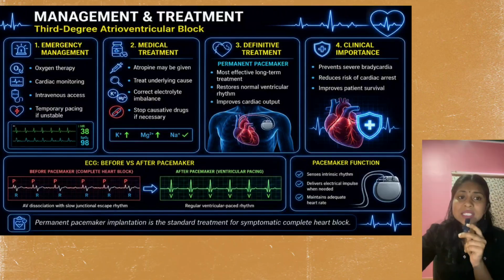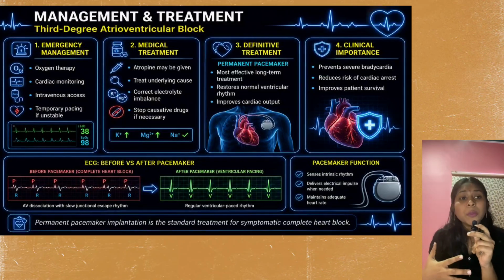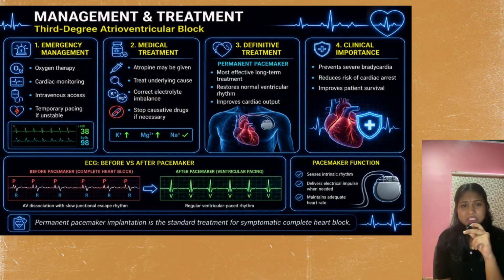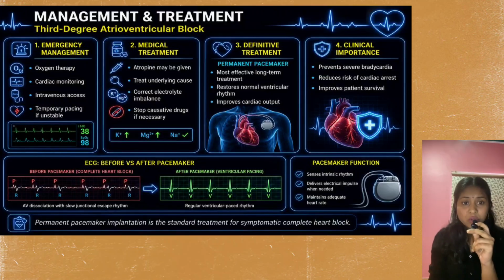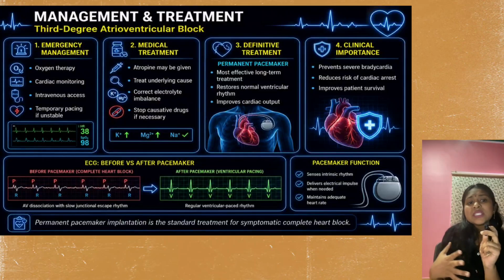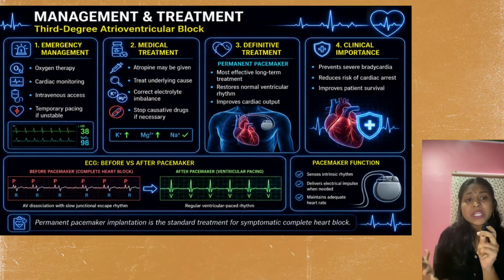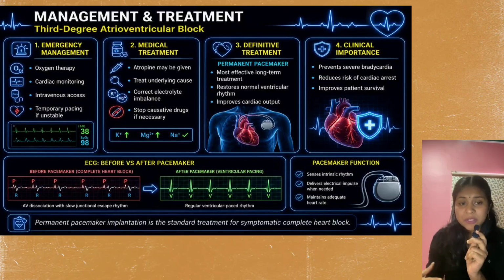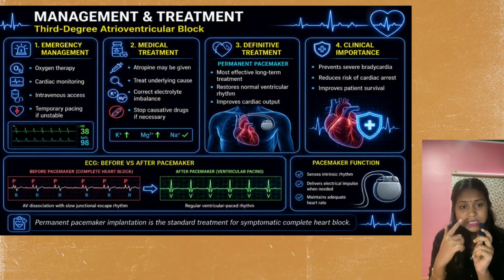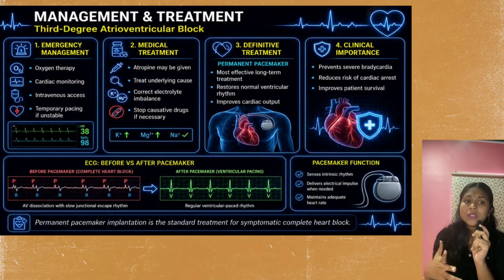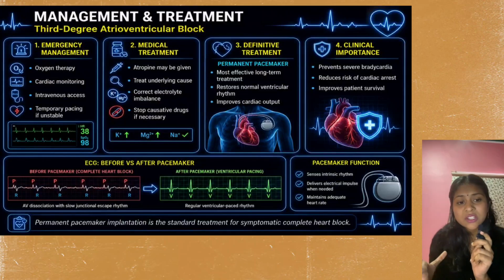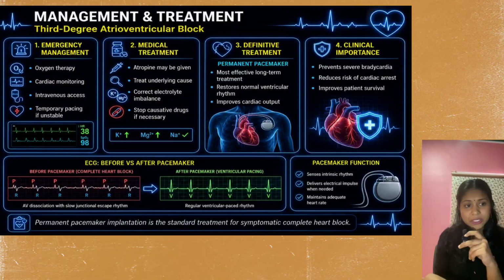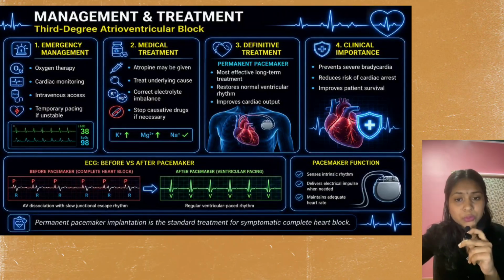This slide explains the treatment of complete heart block. The ECG demonstrates severe bradycardia due to the failure of the AV conduction. In emergency management, the initial management includes oxygen therapy, cardiac monitoring, and temporary pacing. However, the definitive treatment is permanent pacemaker implantation. The pacemaker restores the coordinated ventricular rhythm and improves the cardiac output.